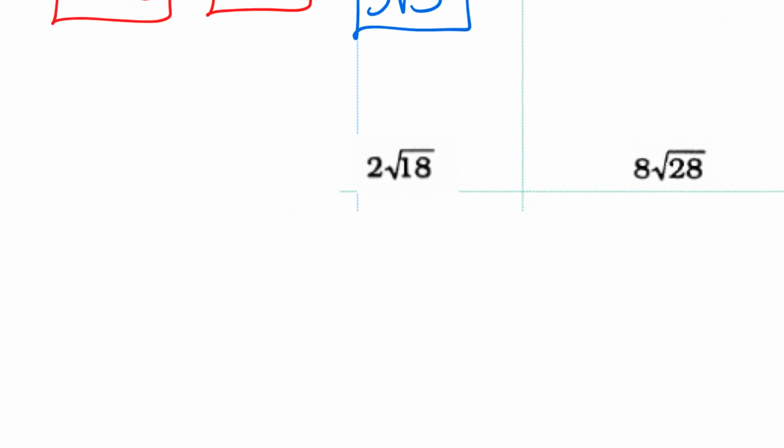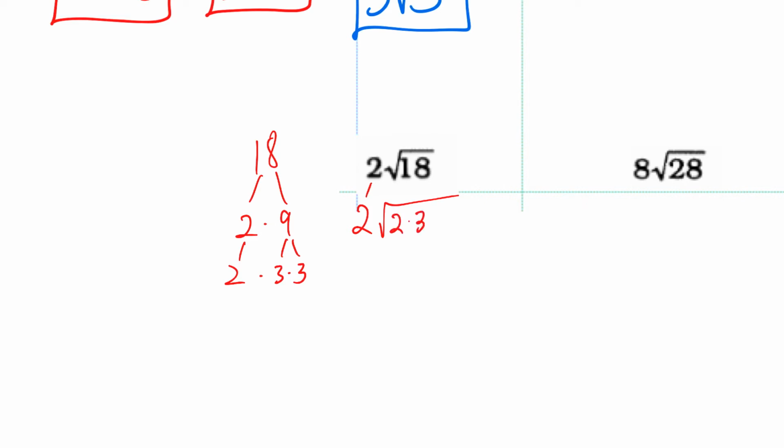Okay, next one. 2 square roots of 18. How does 18 break down? 2 and 9, which we get 2, 3, and 3. So we have a 2 on the outside. Just leave that alone for now. And on the inside, 18 breaks down as 2, 3, and 3.